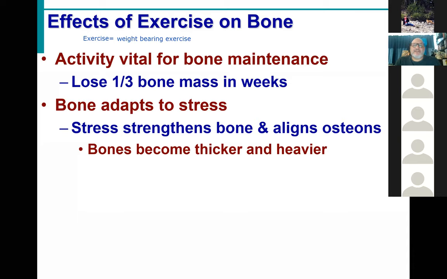One of the classic places where you see this is in tennis players. Tennis players have a dominant hand. Like I said, we'll talk about joints and synovial fluid in a bit. Let's talk about this first. Yes, there are some two-handed swings, but the serves and many of the shots are single-armed, right? When you take x-rays of the bones in their dominant arm versus their non-dominant arm, the bones in their dominant arm are typically thicker and heavier and have more aligned osteons from that stress.